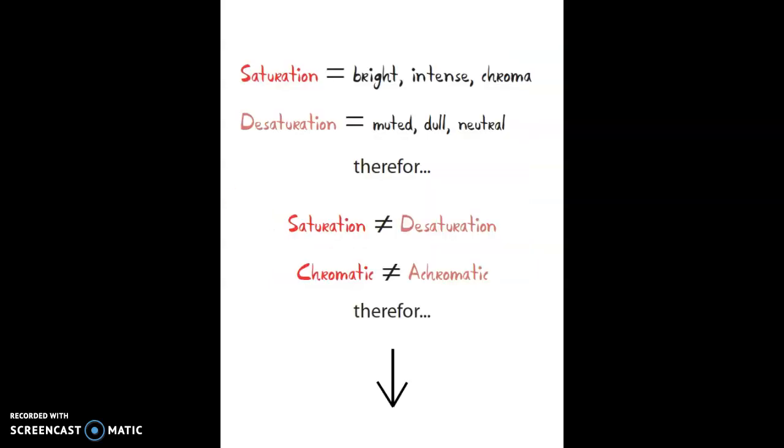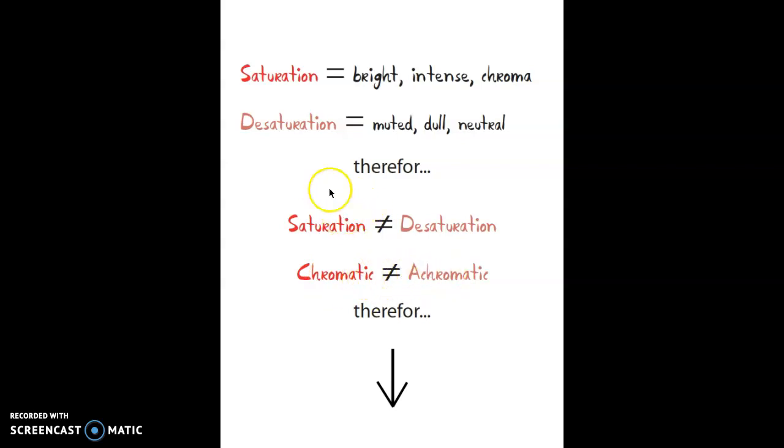So now we know that saturation means brightness, intensity, chroma. Desaturation means something that's muted, dull, or neutral. Therefore, they are opposites. They do not equal each other. Chroma, now we know what chroma means, chromatic and achromatic.